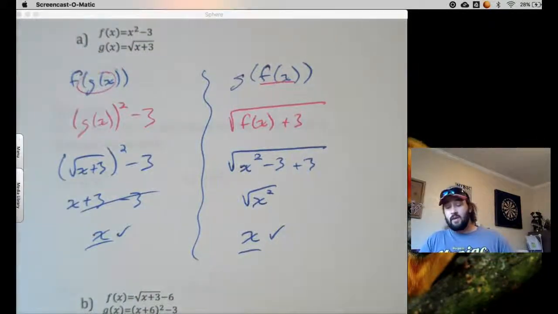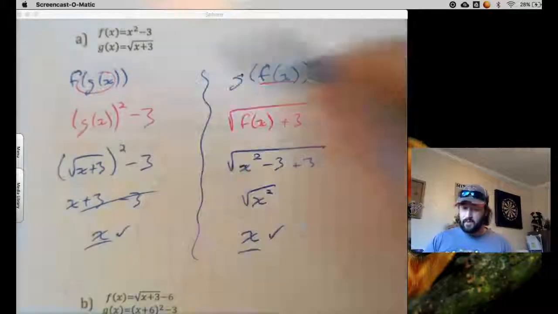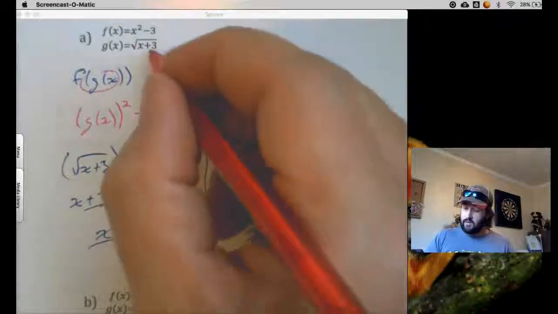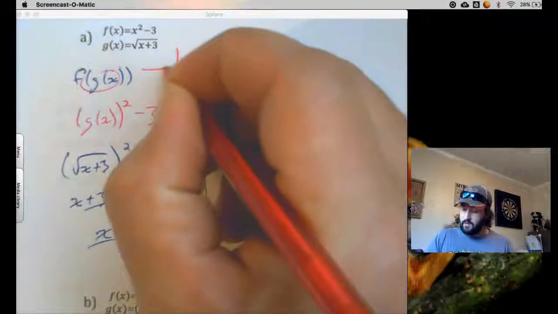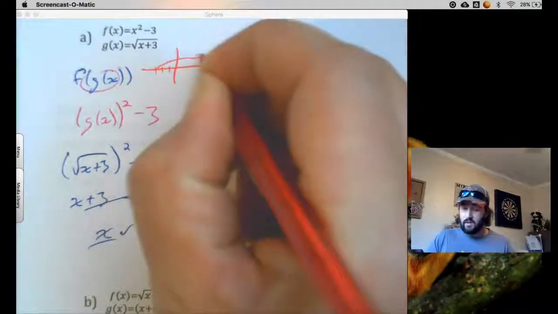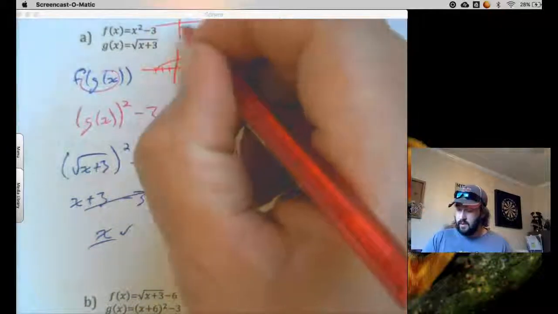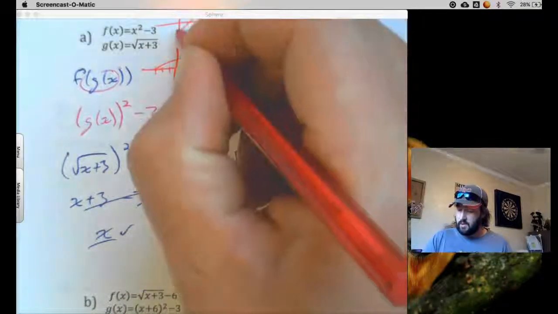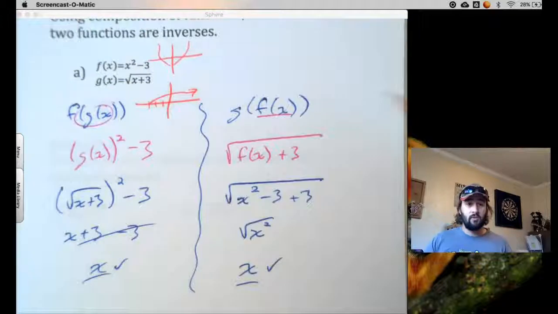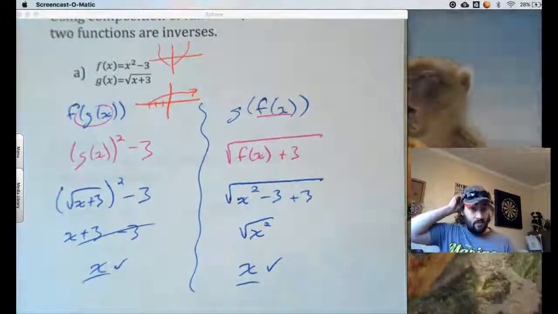So now also, think about your graphs. You guys know how to graph these things. So if I were to graph the square root of x plus 3, it would be left 3, and I would have something like that. If I were to graph x squared minus 3, well, that would be a parabola down 3. But, like we were saying in the earlier part, we cannot have that other part.